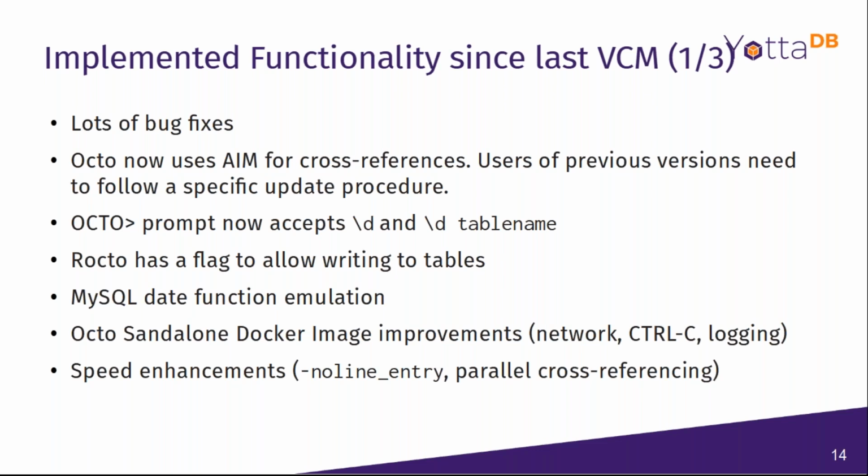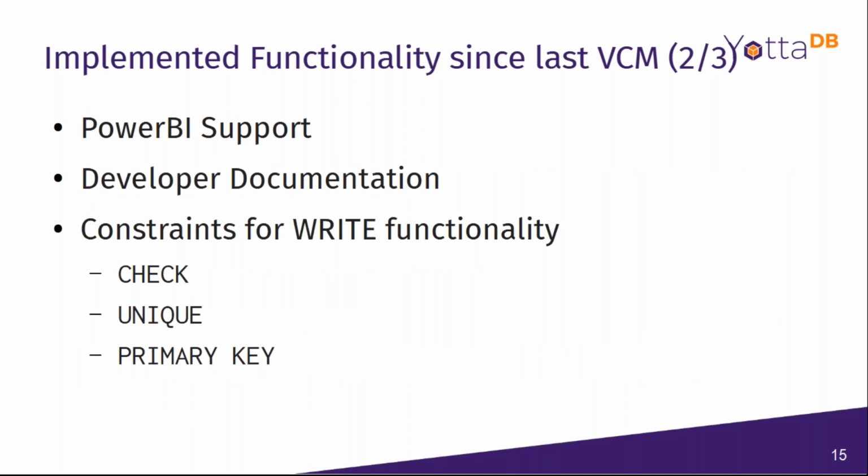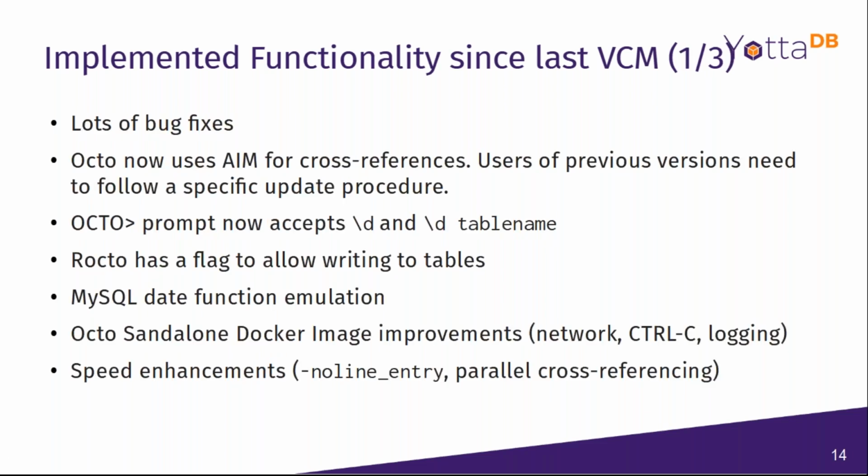This was a feature I requested, and we've implemented. We wanted to figure out what kind of data we have stored, and we now have \d and \d table name on the Octo command line. Rocto now has a flag to allow writing to tables, and we're going to talk about write functionality in the next slide.